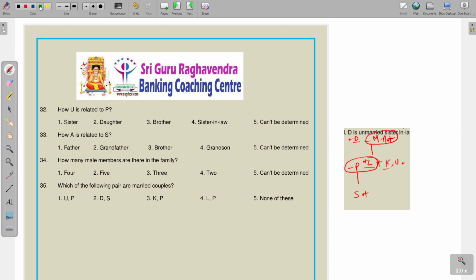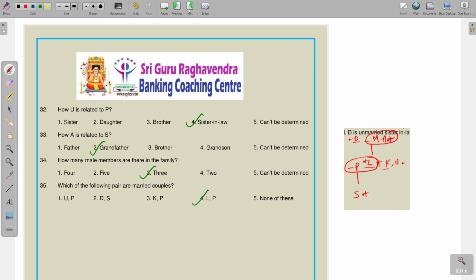How is U related to P? So U here and P here. U is the sister of L, L is husband of P. In the sense U is the sister-in-law of P. How is A related to S? So A here and S here. Obviously A is the grandfather of S. How many male members are in the family? So see 1, 2 and 3. There are 3 persons. Which of the following pair are married couple? So A, M and P, L. So only here we have option 4, that is L and P.